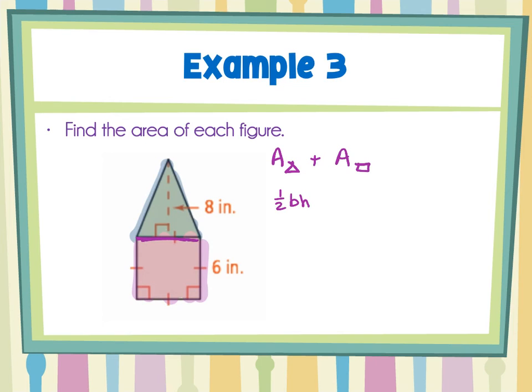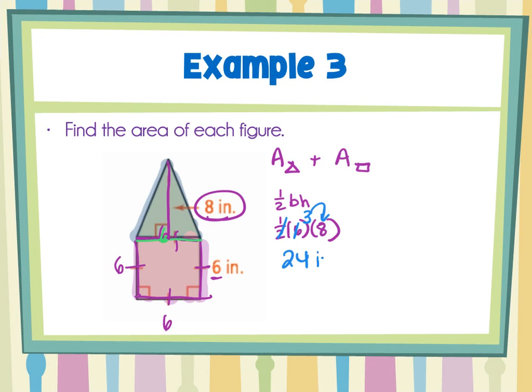The base on this triangle, look, this is a square and all sides are marked congruent. That's how I know it's a square. Which means if this is 6, this is 6, this is 6, and this is 6. So this 6 is the base on my triangle. So it's 1/2 times 6 times the height of the triangle, which is 8. And again, I can do 1/2 of 6, which is 3, and 3 times 8, which is 24. And it's inches squared this time. Or I could have done 6 times 8, which is 48, and then divide it by 2, it's still 24. So that's the area of the triangle.